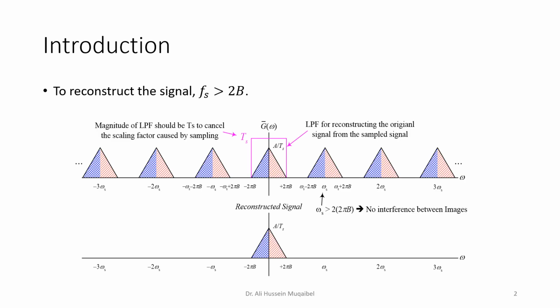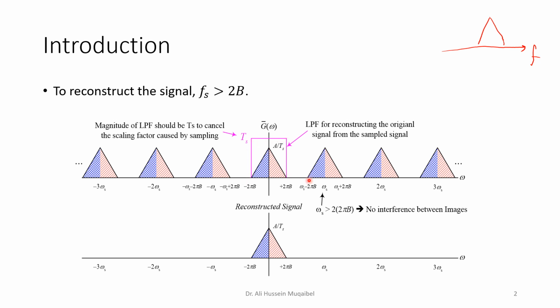Recall that to reconstruct a signal, the signal must be sampled above the Nyquist rate, which means we need to sample above twice the highest frequency. Recall also that if the original spectrum was a triangle, then the spectrum of the sampled signal will be multiples of these images shifted to the right and to the left at the sampling frequency. To reconstruct the signal, we need a low-pass filter.